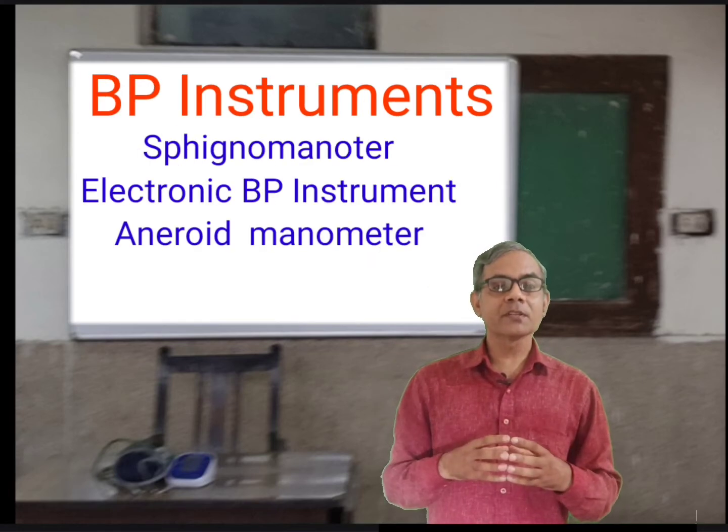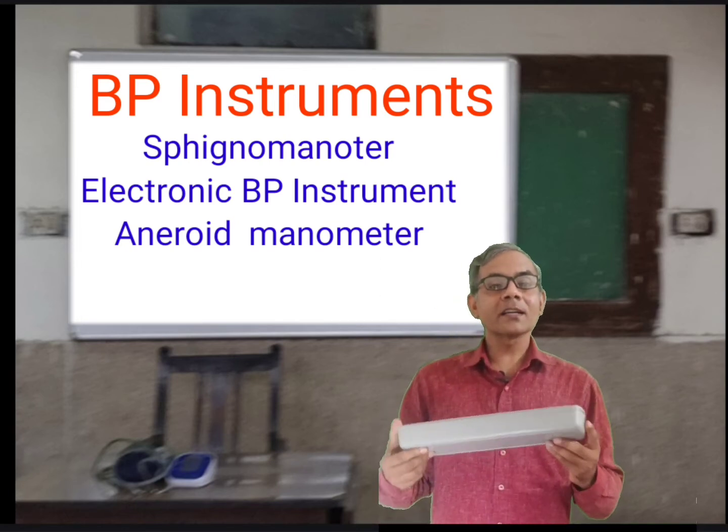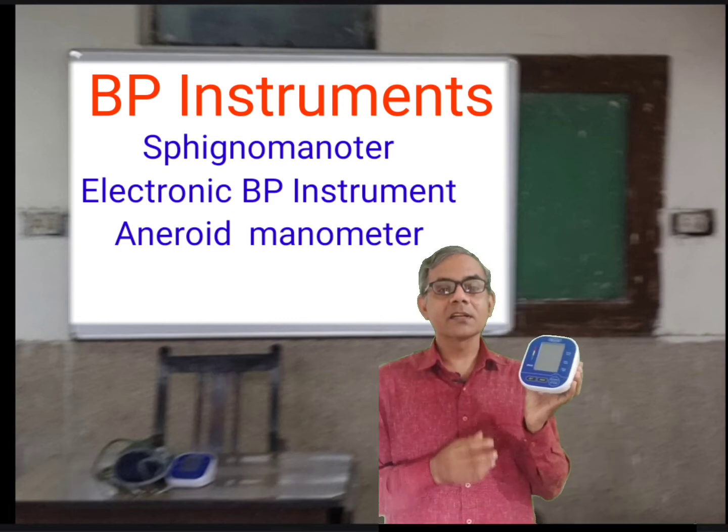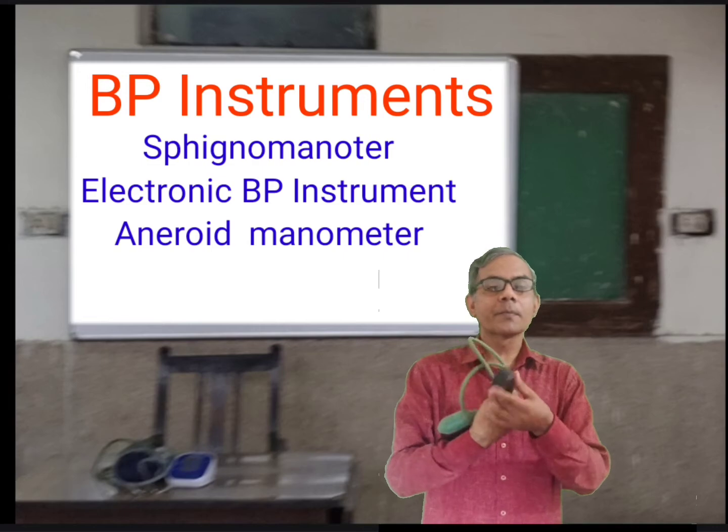Mainly three types of BP instruments are used: the sphygmomanometer or mercury manometer, the electronic BP instrument, and the aneroid BP instrument.